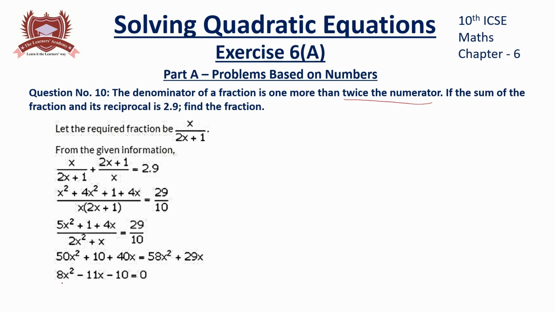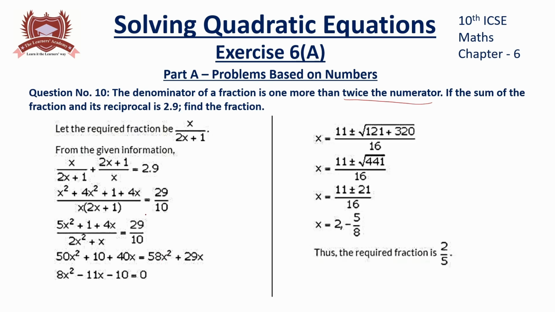सारों को एक साइड में लाएंगे तो आएगा, तो ये 58x square है यहाँ पे. तो we'll prefer taking everything on this side so that our x square का multiple is plus. We get 8x square minus 11x minus 10 is equal to 0. Now, ये वाला जो example है, it is easier to solve this example without using the factorization method, that is using the formula method, because then it would make everything easy.